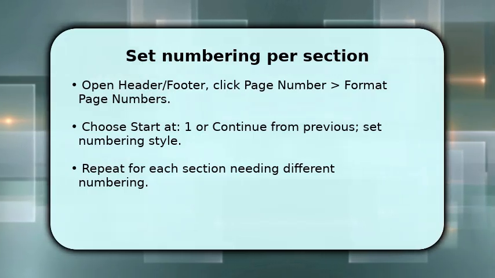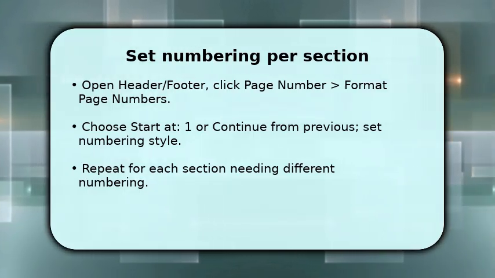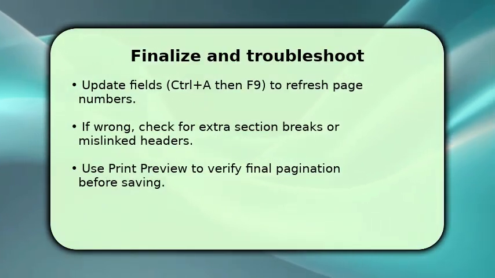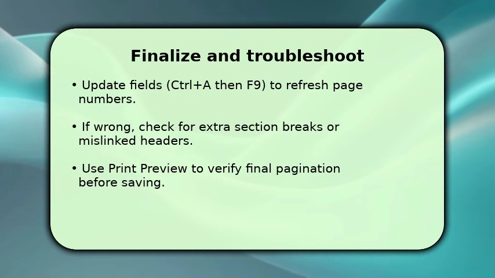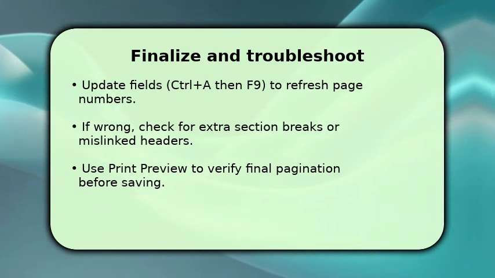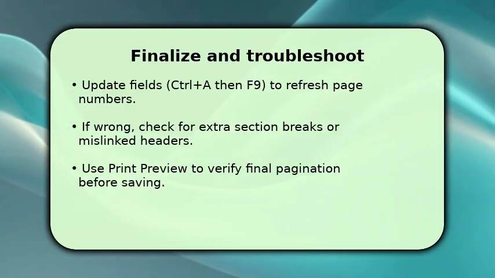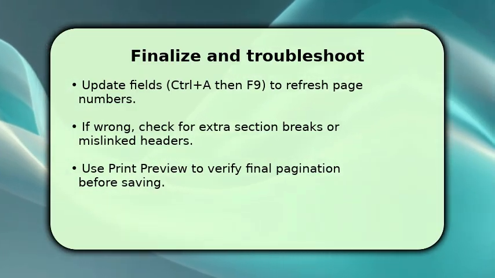You wrap up by updating all fields so Word recalculates the numbering. Press Ctrl plus A then F9 to refresh. If numbers still look off, inspect for unintended section breaks or a lingering link to previous in headers/footers. Remove or reinsert the correct section break to fix it.